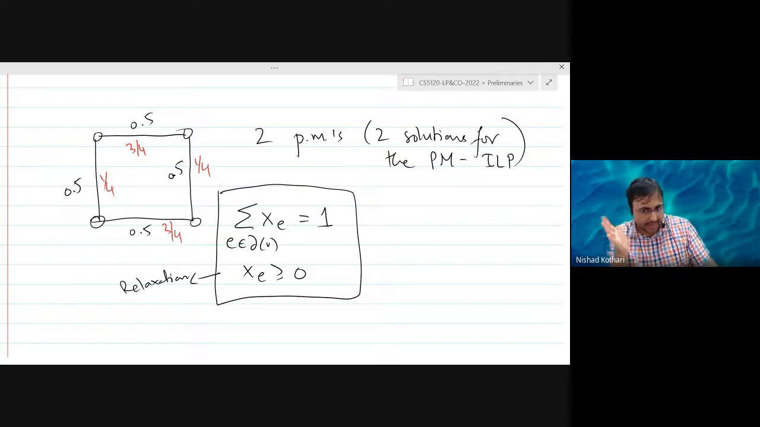Whereas if you relax the problem, you remove the integrality constraint, your solution space grows in general, right? And that's the reason we are going to call this a relaxation, because we are relaxing the problem to allow fractional solutions. Why we are doing that, we will see as we develop the theory in this course. Okay. One final example.